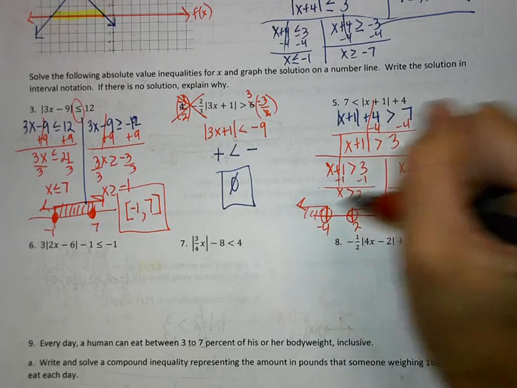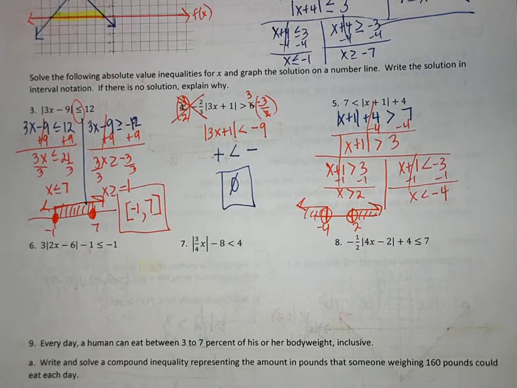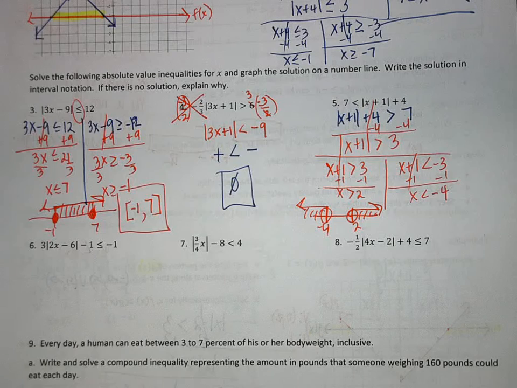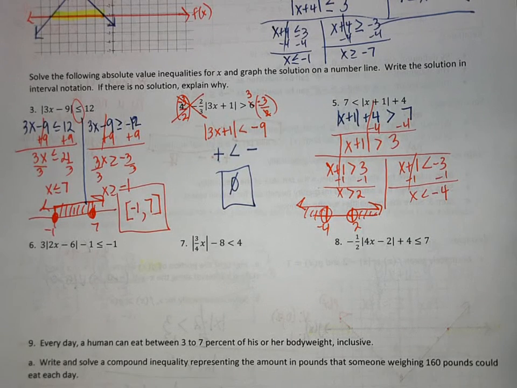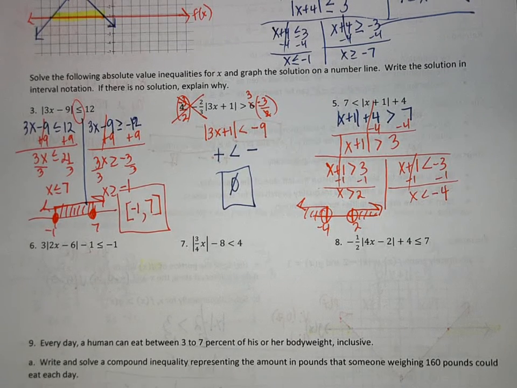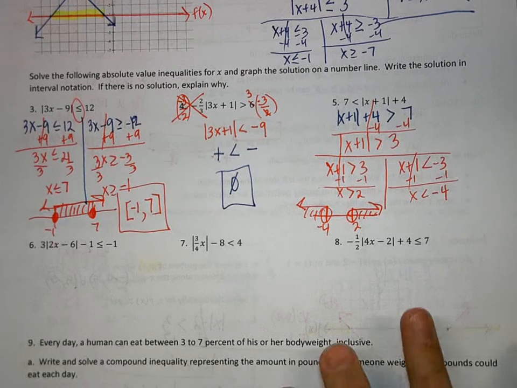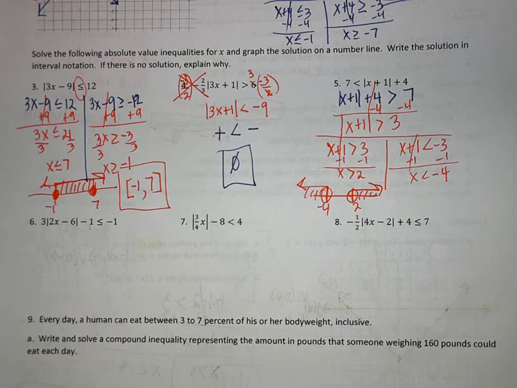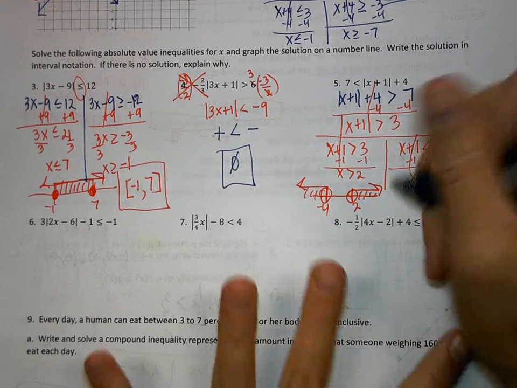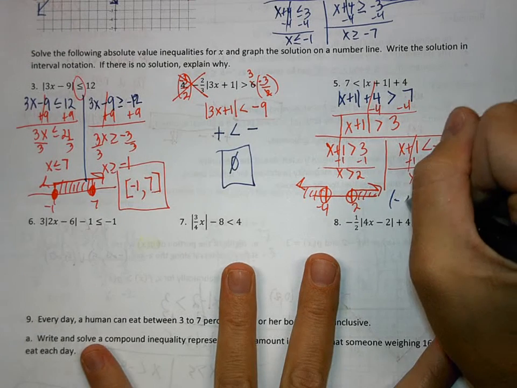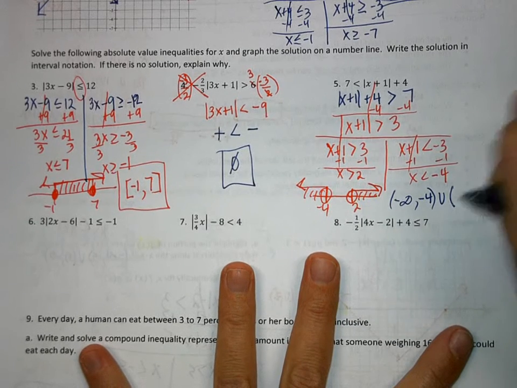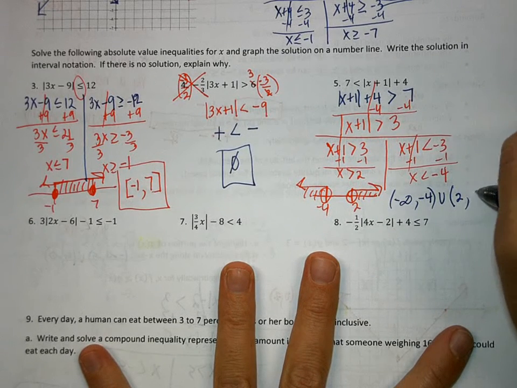Okay? And so how would I end up writing that one in interval notation? Negative 4 and 2 would be where they're overlapping in the middle. And see how these graphs are not overlapping in the middle? They're like two separate graphs. So you'd have negative infinity to negative 4 with the union of 2 to positive infinity.